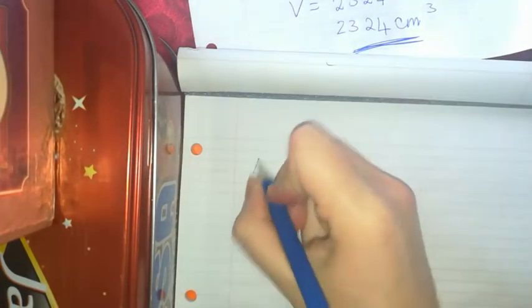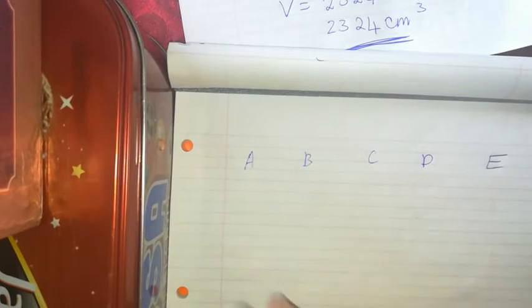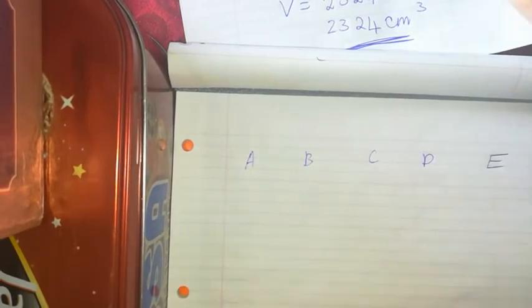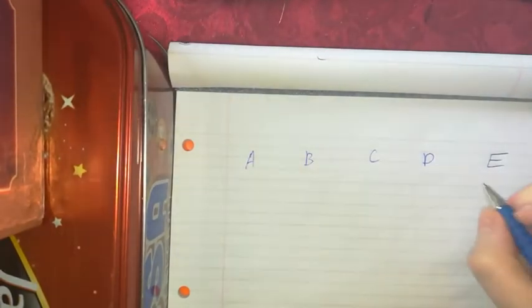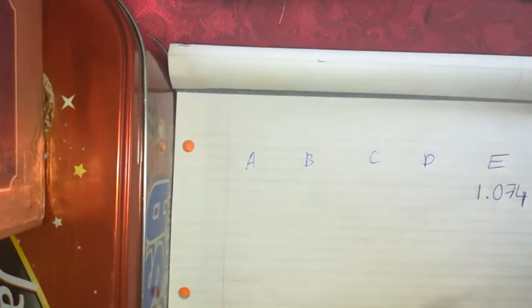So the heights of the bars, A, B, C, D, E. That means if they form an arithmetic sequence, it's going to be the same difference between each of them. So I'm just after getting the height of bar E. So the height of that is 1.074. And then it says the volume of bar A. So I'm going to have to get the height of it.